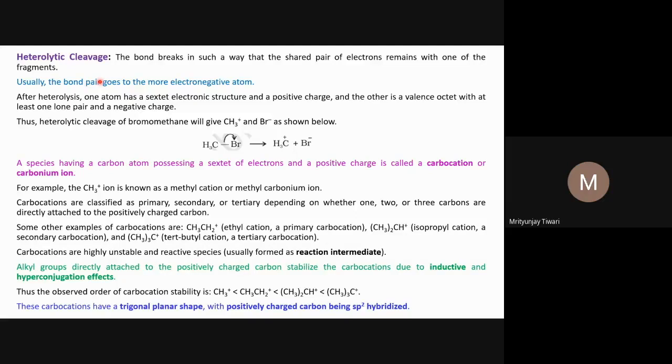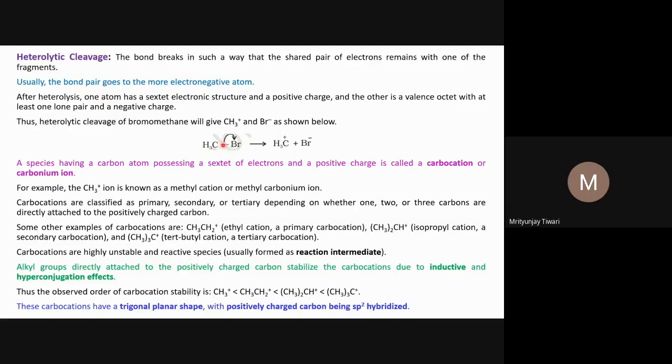So in the cleavage, what happens? The shared pair of electrons goes finally towards the atom it already has an inclination towards, so it will go towards the more electronegative atom. This is an important point: the bond pair goes to the more electronegative atom. So if a bond is given and someone asks you, in heterolytic cleavage, which species will attain a negative charge and which will attain a positive charge, then you have to look at both the covalently bonded atoms and understand which one has more electronegativity. The atom whose electronegativity is more will attain both the electrons, so it will attain a negative charge.